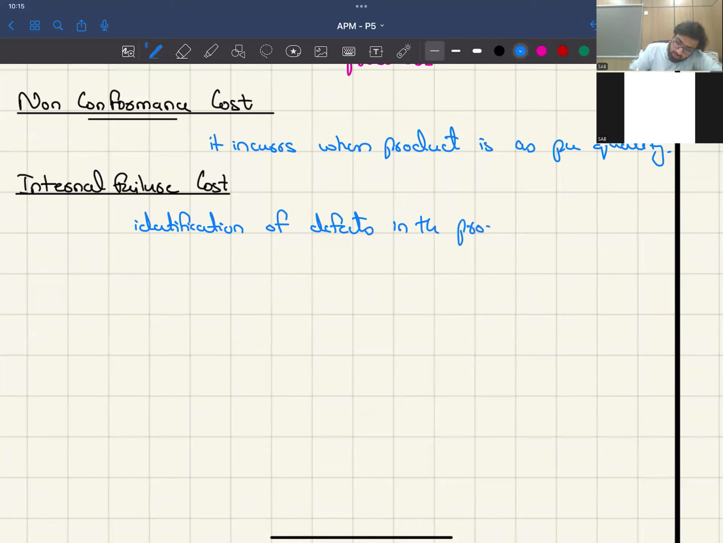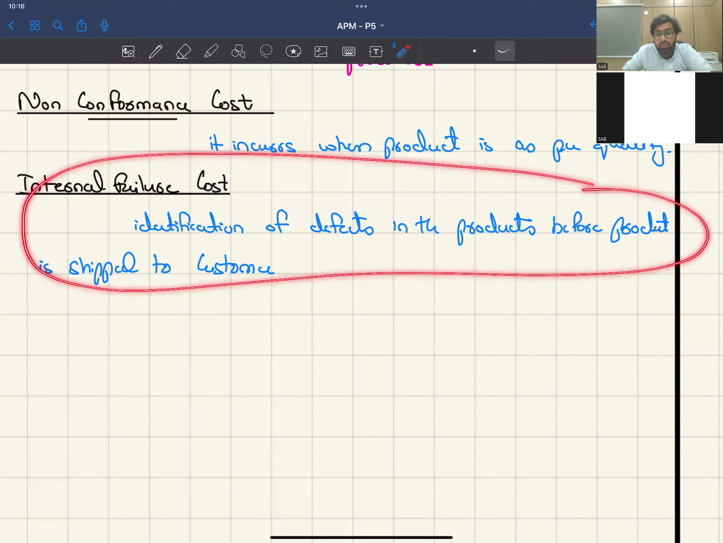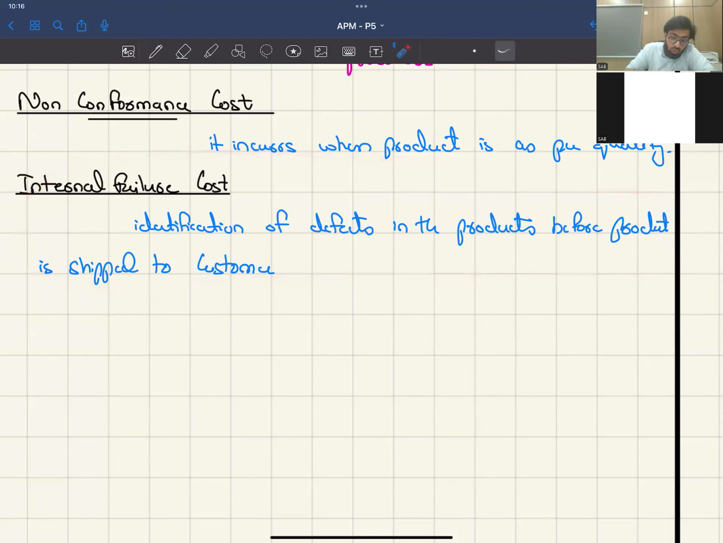in the product before the product is shipped to the customer. So you were delivering your product and certainly you realized that there is a problem. So you avoided that delivery. Now that cost is internal failure cost.